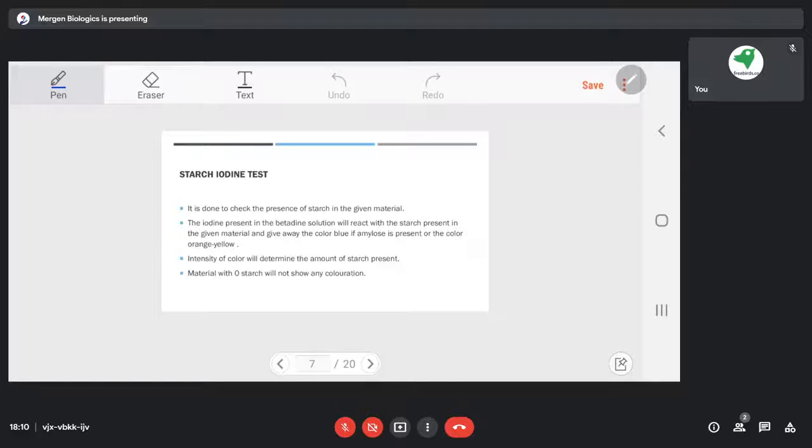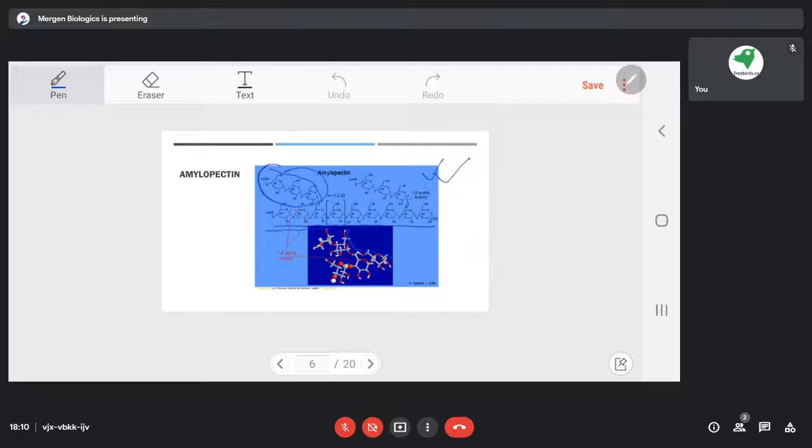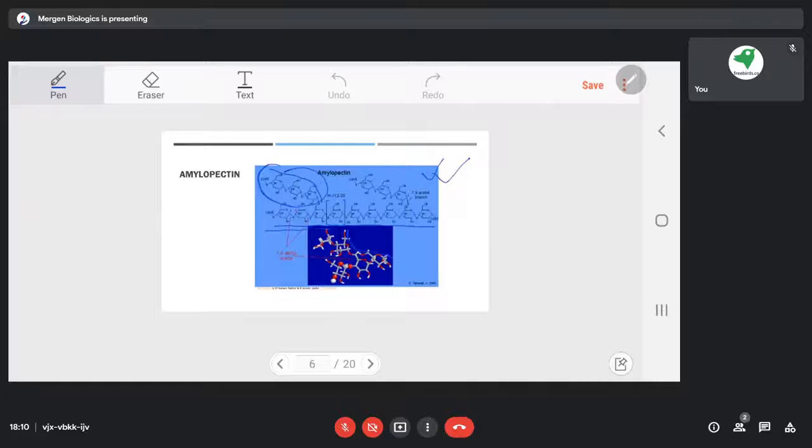Now, as we have seen, there are two types of starch: one is amylose, another one is amylopectin. So, will they both give a blue color? No, actually, amylose will give the dark blue or blue-black color, but amylopectin will give a yellowish orange color.